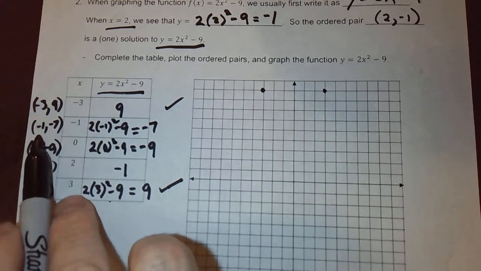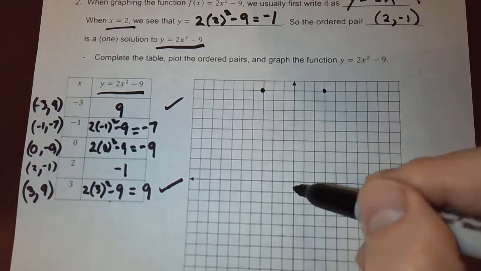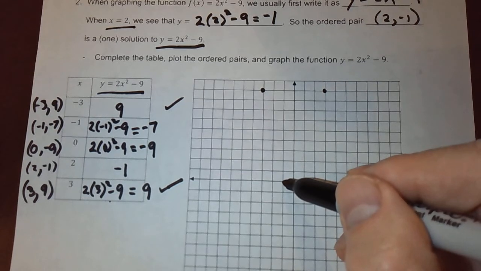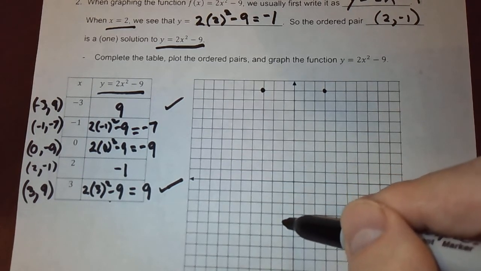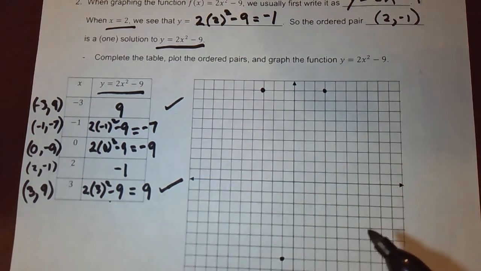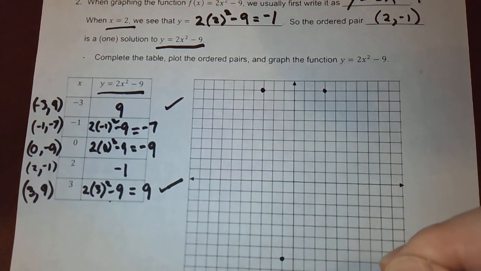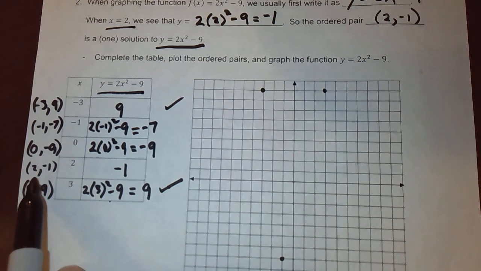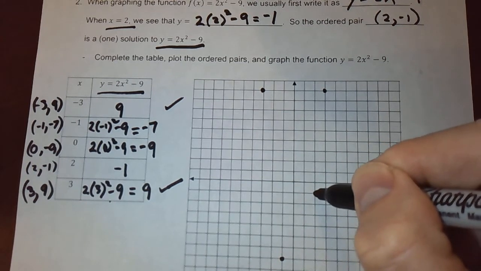Then we have negative 1, negative 7. Negative 1, 1, 2, 3, 4, 5, 6, 1, 2, 3, 4, 5, 6, 7. Down 7, that would be negative 1, negative 7. 0, negative 9. Puts us all the way down to here. And let's see, the last one, the one we didn't do, is 2, negative 1. 2 to the right and down 1.